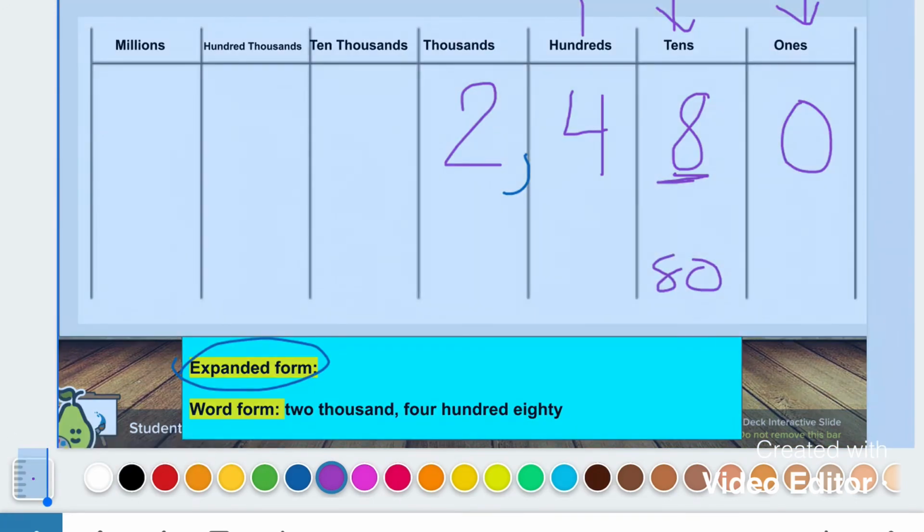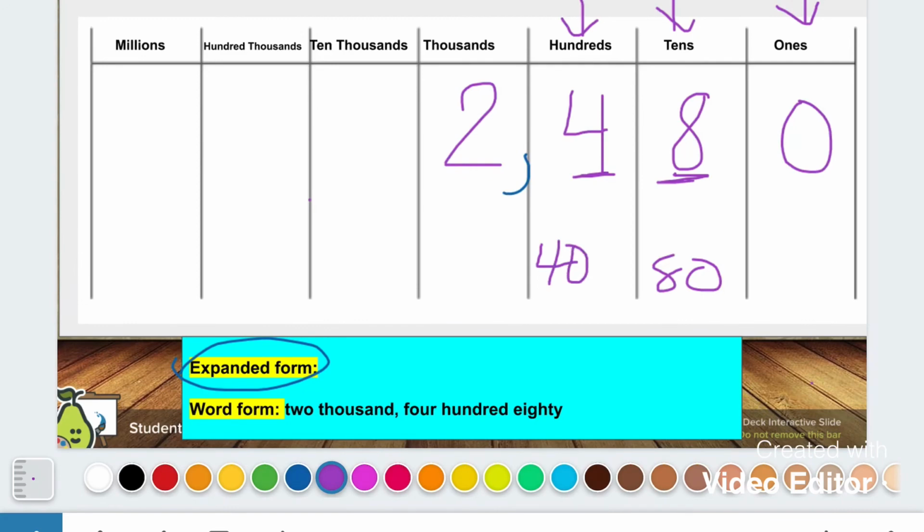80. Now let's move to our hundreds. I have a 4 in the hundreds. What's the value of my 4? Good job. 400. And lastly, our thousands. I have a 2 in the thousands. What's the value of my 2? Right again, 2,000.